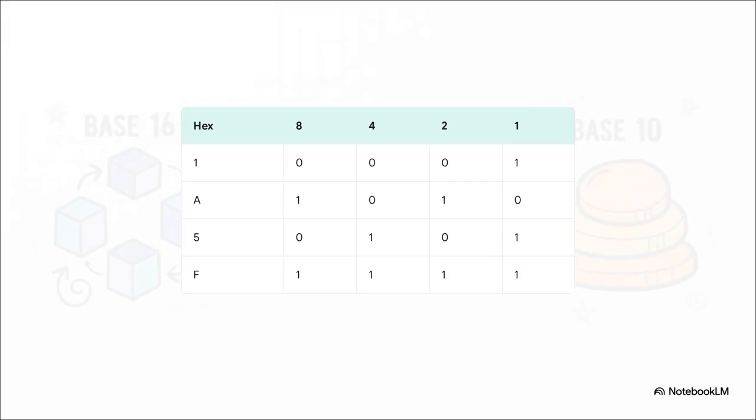All right, let's break down this absolute monster. The 1 gave us 0001. The A gave us 1010. The 5 gave us 0101, and the F gave us 1111. Now, because the very first 3 digits on the far left of our entire combined sequence are zeros, we can actually drop them. Remember, leading zeros on the far left don't change the total value. That leaves us with a beautifully long 13-bit string of 1s and 0s.